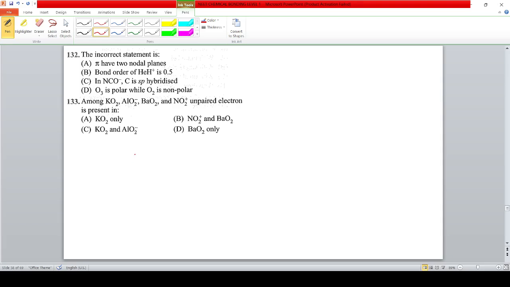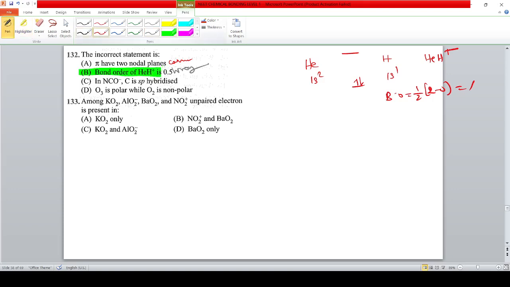Incorrect statement. Pi orbital have two nodal planes. This is correct. Bond order of HeH plus: 1s2, 1s1. In total there are 3 electrons, and they have mentioned HeH plus, that means 2 electrons only here. So bond order is equal to half into Nb minus Na. It is 1, but it is given 0.5, so this is wrong. So the incorrect statement is option B.